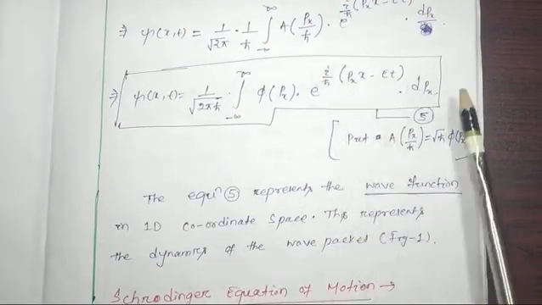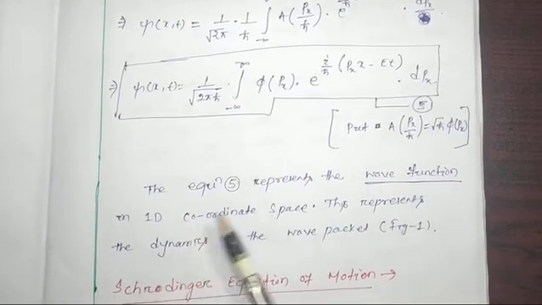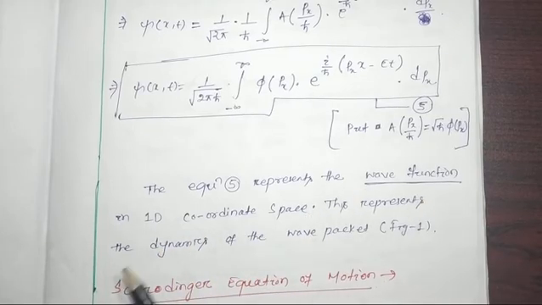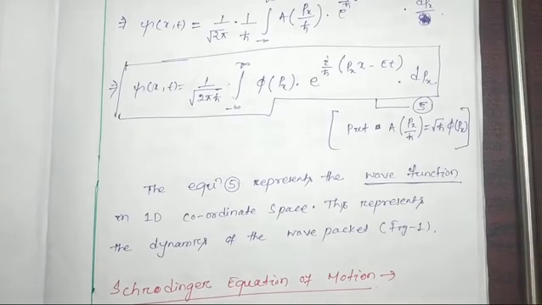So equation number 5 represents the wave function in 1D coordinate space. This represents the dynamics of the wave packet. Dynamics means its motion, it is giving information about the motion.